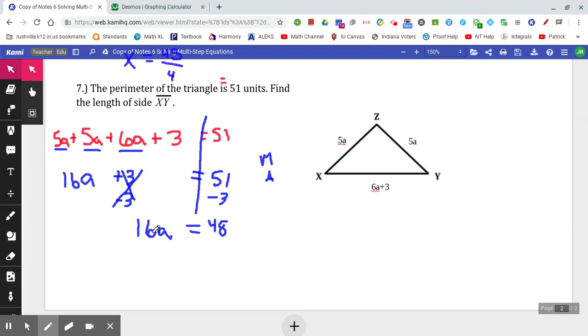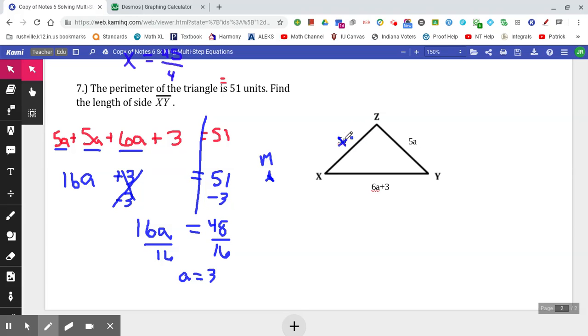And then to get rid of multiplication, we divide. So we're going to divide both sides by 16, and that's going to leave us with a is equal to 3. Then you can double check by replacing these expressions with their actual side lengths.